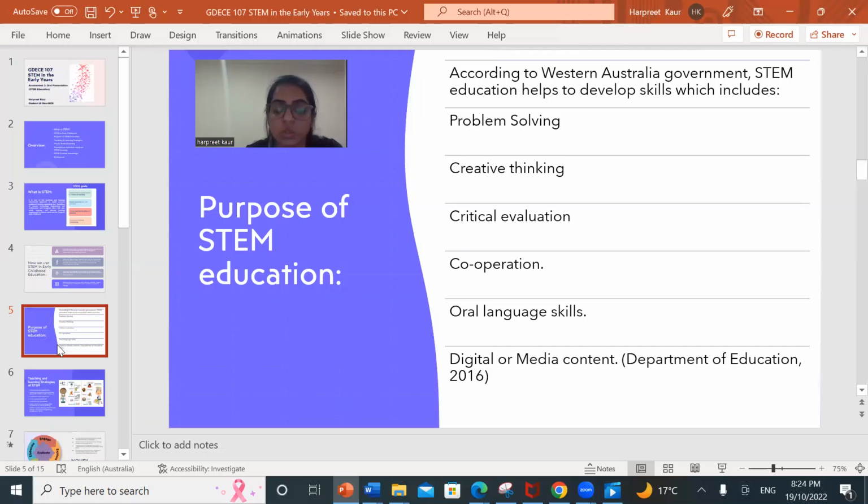because all of the STEM concepts raise a lot of questions, like why it happens and how this happens. So it gives us a lot of questions to answer and ask. And we can do all these things in social groups, so the children can learn about teamwork and cooperation during the learning of STEM education. It also helps to develop oral language skills, and digital or media content knowledge, as it's the 21st century, a technical era, so children can learn a lot through STEM concepts.